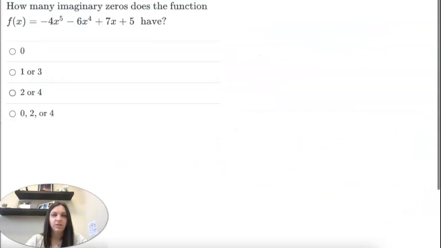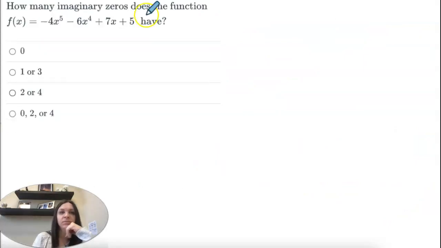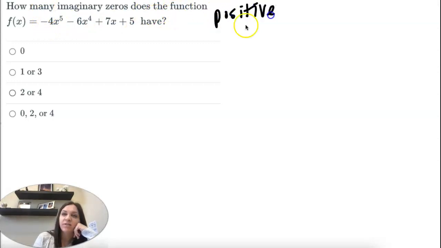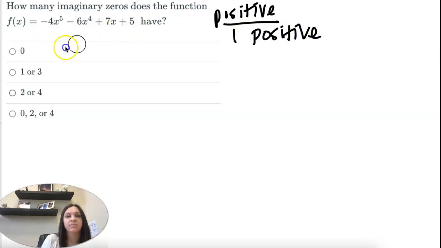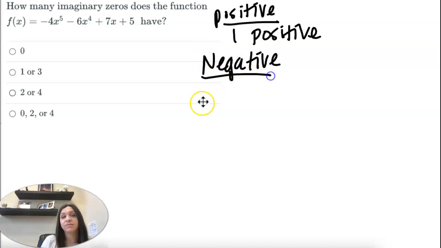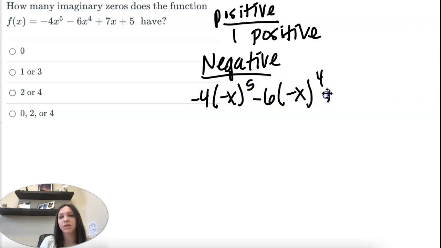So, let's do another one. How many imaginary? So we have to do all of them. We have to do positive and negative. Okay, so positive, let's count our sign changes. 0, 1, 0. Cool. Just one positive this time. Now let's do negative by changing our x to a negative x. So negative 4, negative x to the 5th. Minus 6, negative x to the 4th. Plus 7, negative x, plus 5.